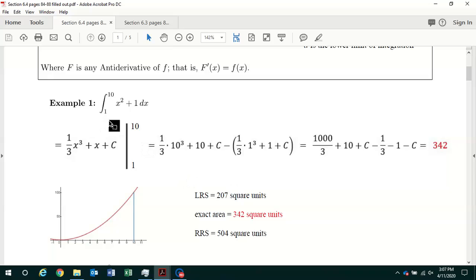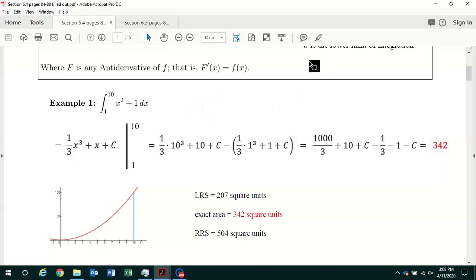We're going to find the definite integral of x squared plus 1 from x equals 1 to x equals 10. The antiderivative of x squared is 1/3 x cubed. The antiderivative of 1 is x. And when we find the antiderivative, we typically have to add plus c. So the antiderivative of x squared plus 1 is 1/3 x cubed plus x plus c. The vertical bar here is just to remind us that the lower limit of integration is 1 and the upper limit of integration is 10.